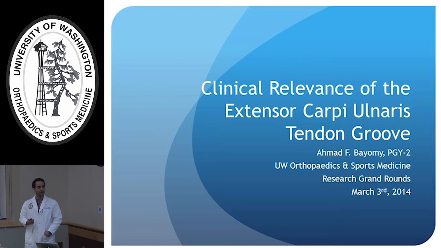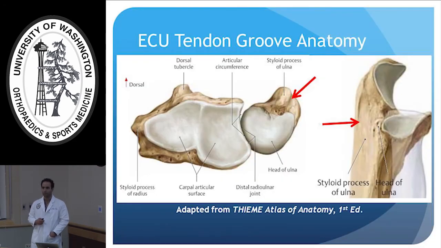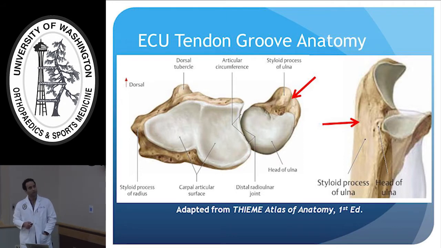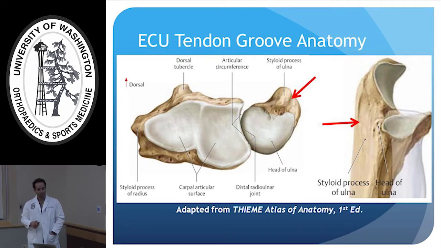For a brief anatomy review, the extensor carpi ulnaris, or ECU for short, acts to extend and adduct the wrist. And its tendon sheath is actually thought to be one of the stabilizers of the distal radial ulnar joint. It actually runs in a groove at the wrist, shown here. It's actually lying in a separate compartment, sometimes called the sixth synovial compartment of the wrist.